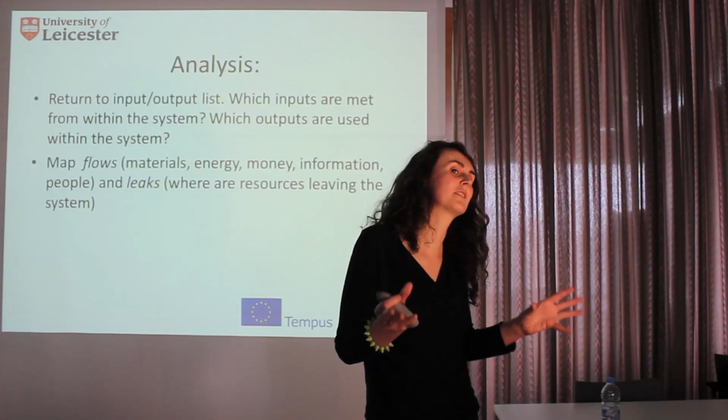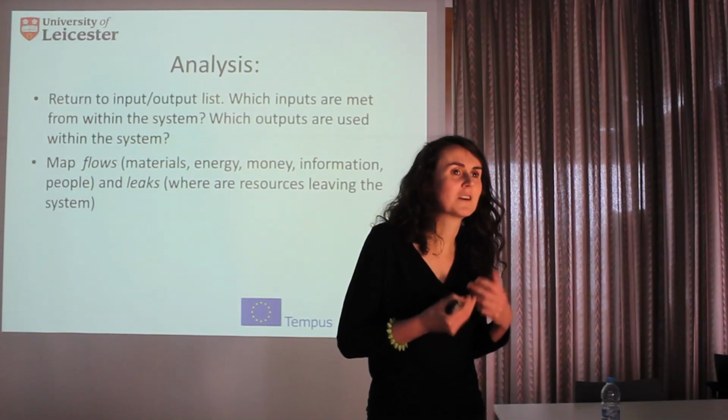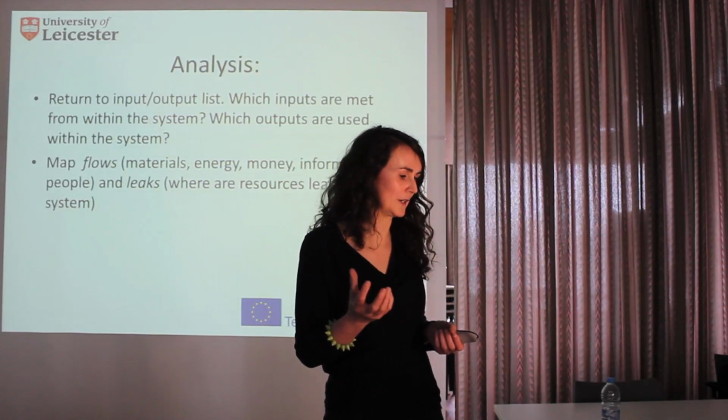One of the key things to remember in this kind of design is that unmet needs or inputs correspond to work that we have to do, energy or money that we have to put in order to meet them, and unused outputs correspond to pollution or waste, and that's what we're trying to prevent. So doing this kind of analysis allows you to go a bit further and start to think about what kind of flows you've got going on in your system.